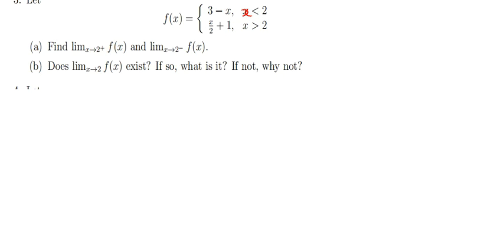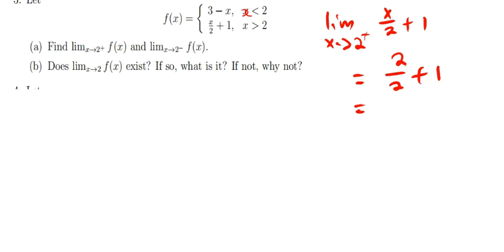So I'm going to get this function, because for the limit as x approaches 2 from the right side, I'm going to get x greater than 2. So I'll say the limit as x approaches 2 from the right side, the function is x divided by 2 plus 1. We plug in the values, 2 divided by 2 plus 1. 2 divided by 2 is 1. So 1 plus 1 is 2. So the limit as x approaches 2 from the right side is 2.